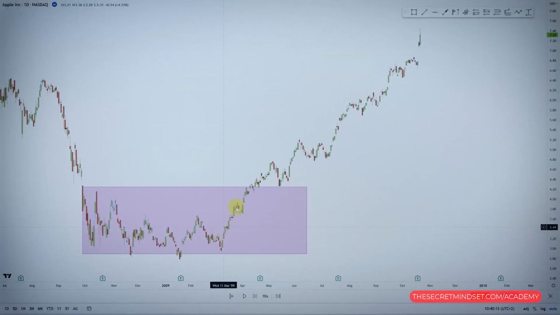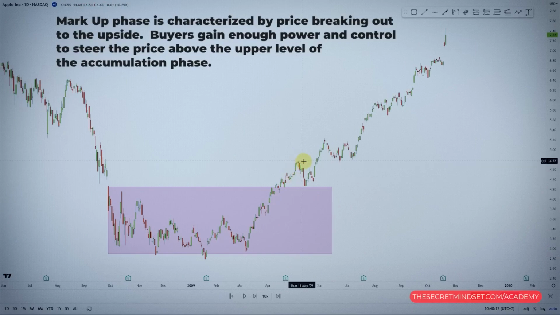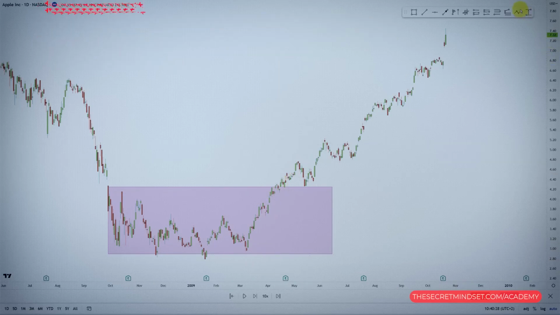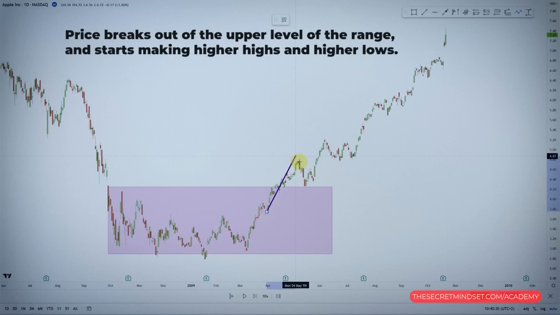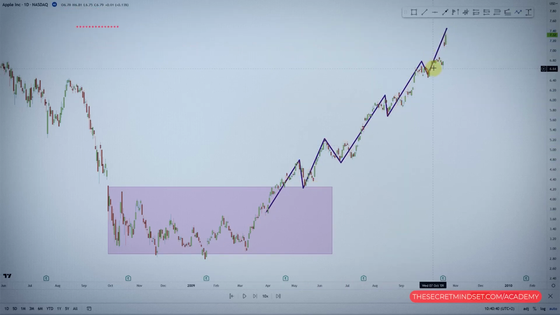The markup phase is characterized by price breaking out to the upside. The cycle occurs as buyers gain enough power and control to steer the price above the upper level in the accumulation phase. Price breaks out of the upper level of the range and starts making higher highs and higher lows. This confirms buyers are in control and poised to drive price to new highs.